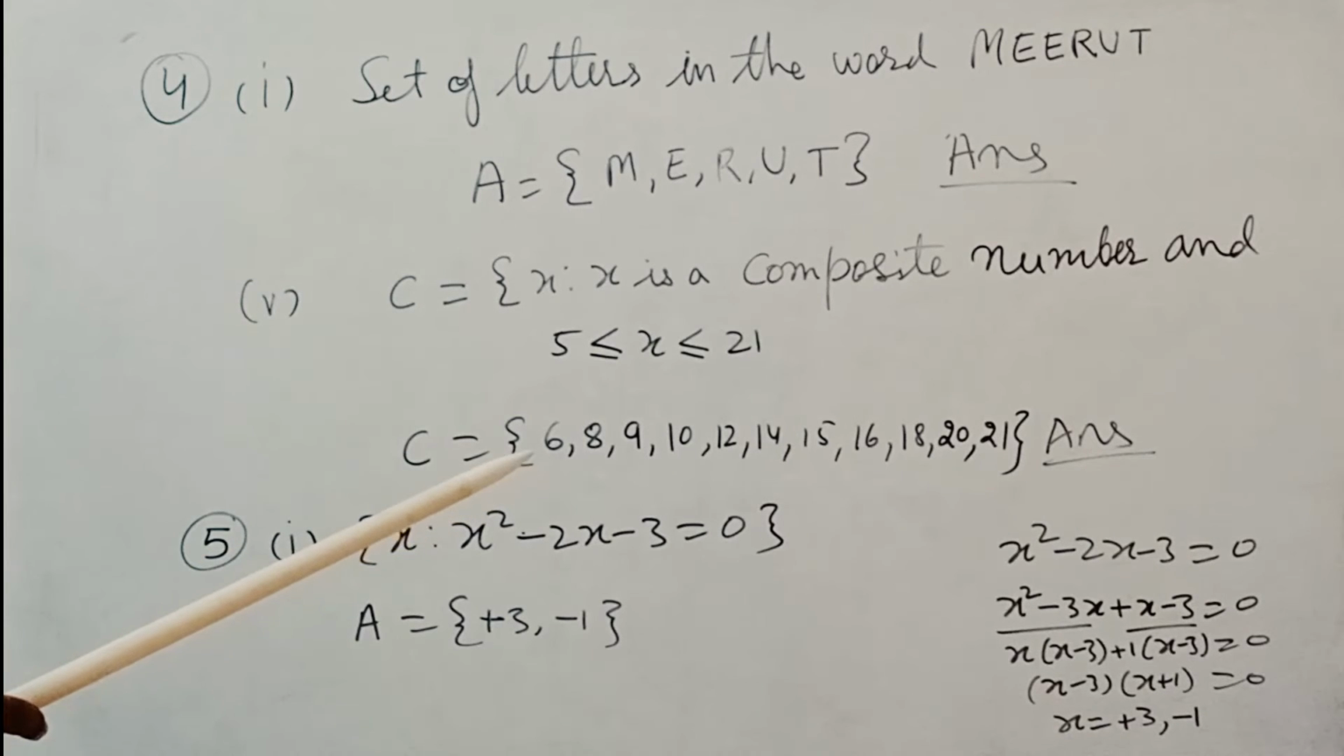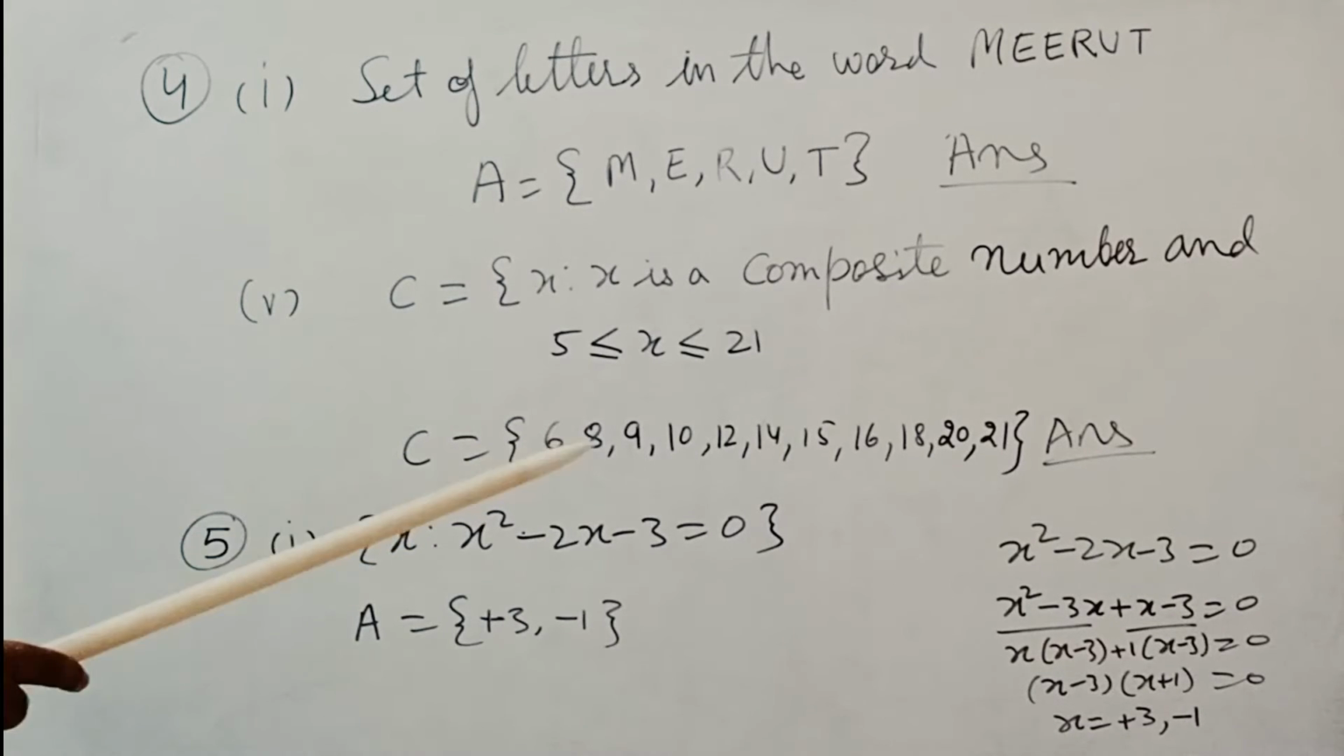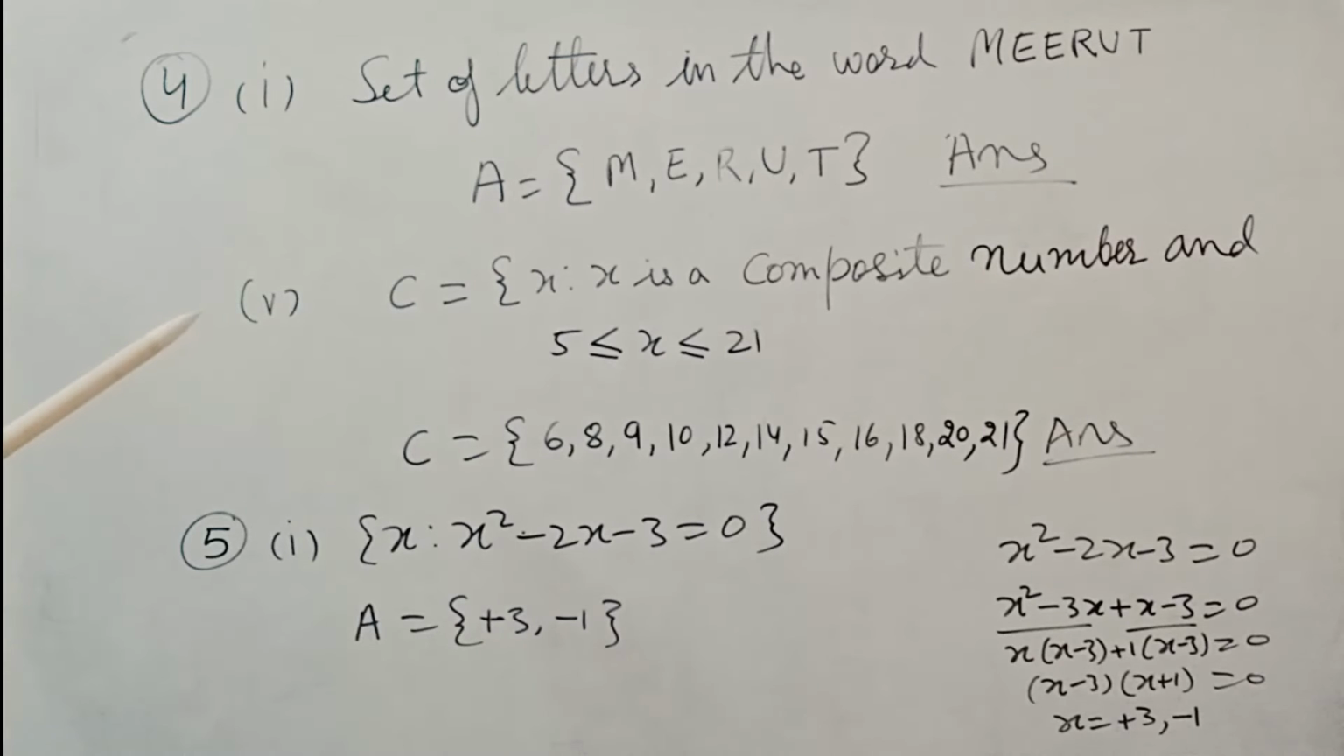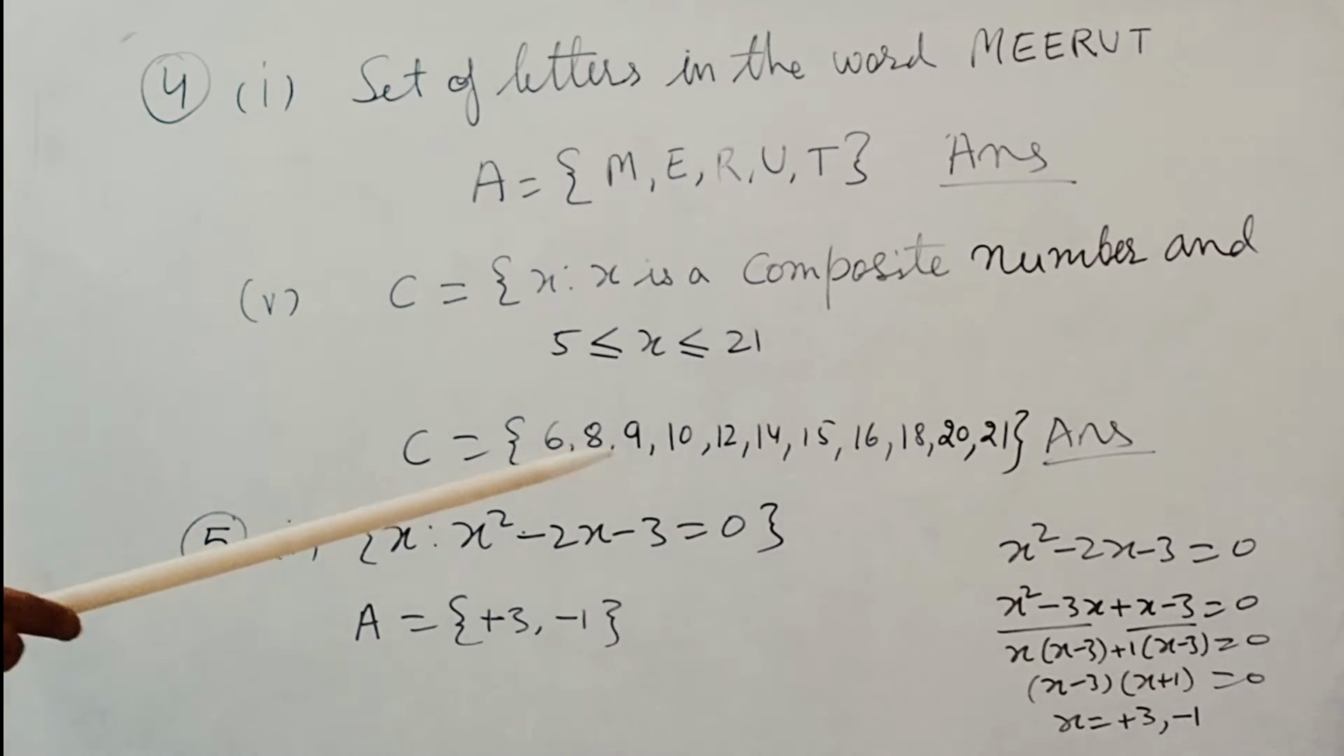and then the 20 and the 21. So here's the answer to the fifth part. C equals {x such that x is a composite number and x is greater than or equal to 5 and less than or equal to 21}. So here is the answer.